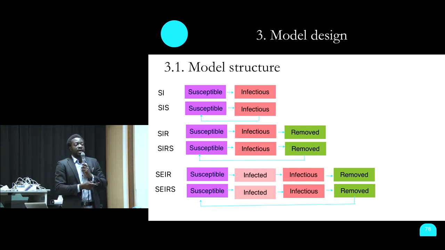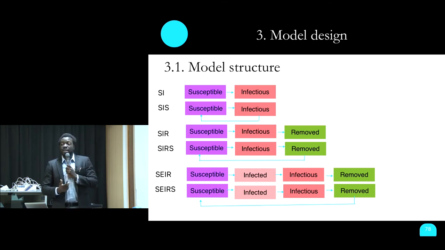We have the SIR, susceptible, infectious, removed. Removed here means you are maybe immune, or maybe the person is dead. So in the mathematical notation, we say removed because you are removed out of the system, out of the infectious dynamics.